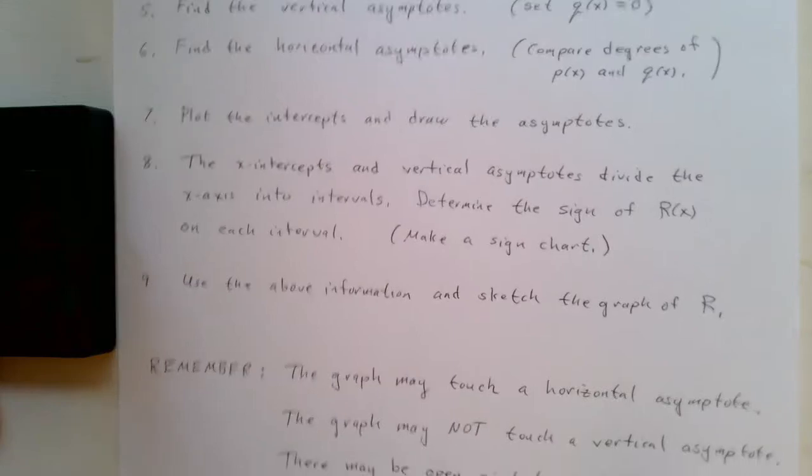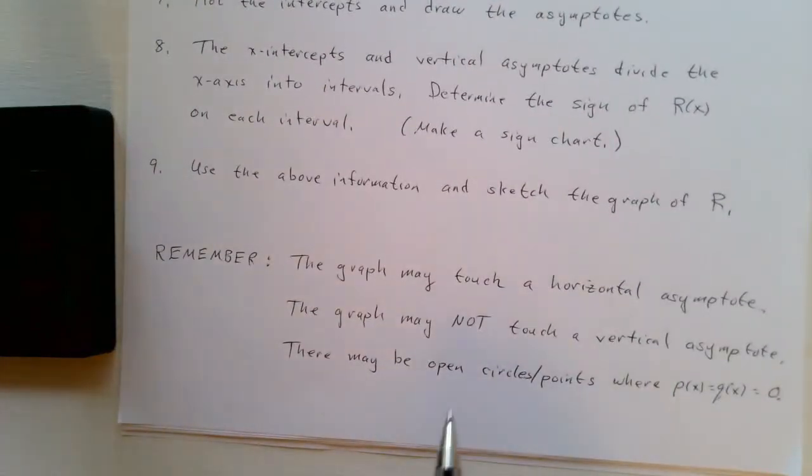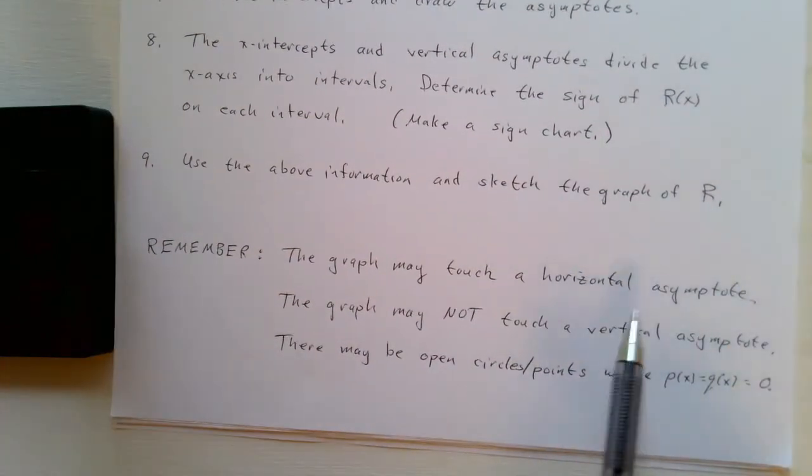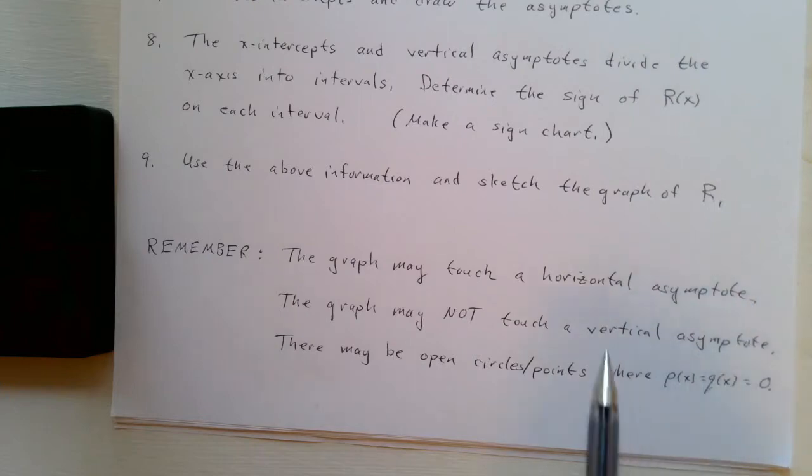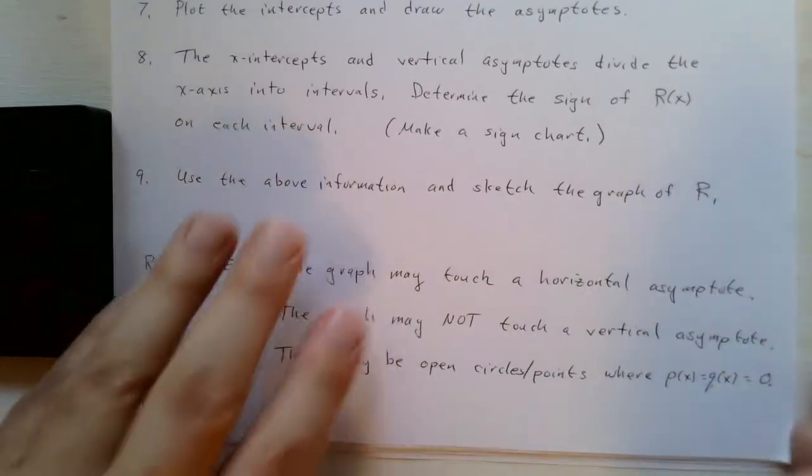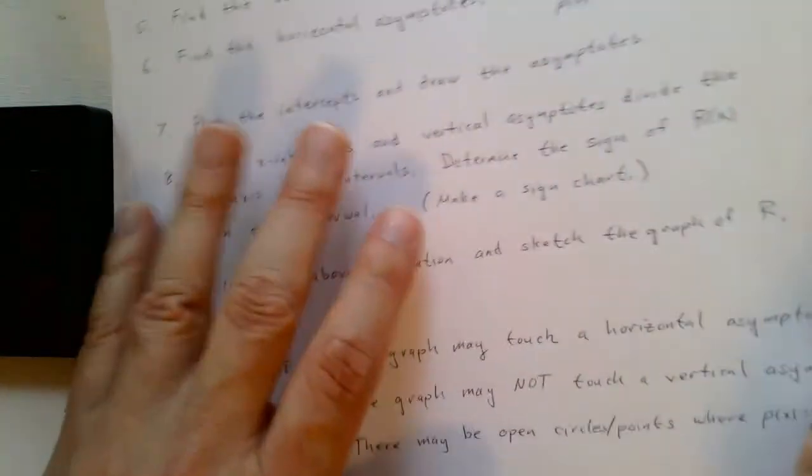Some things to remember: a graph can touch a horizontal asymptote. It doesn't have to, but it may. The graph can never touch a vertical asymptote because the function is undefined at that point. And if there are any open circles or holes, that's going to be the point where the numerator and denominator are both 0. Okay. All right, so let's look. We're going to do several examples.